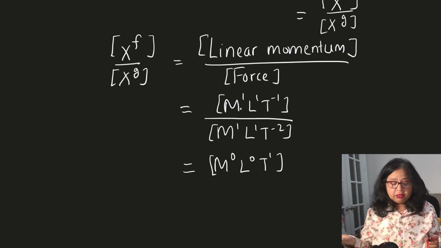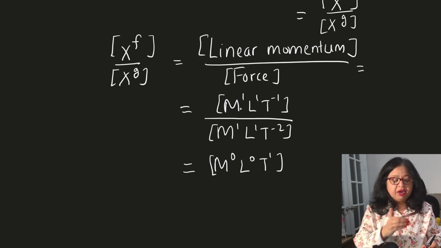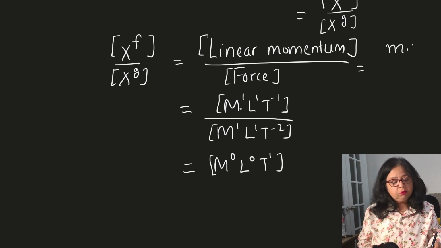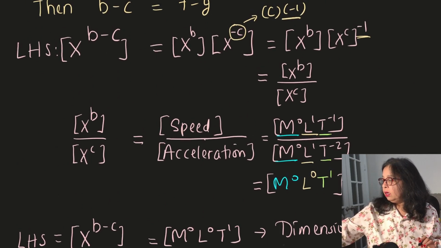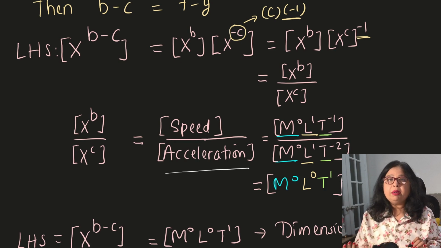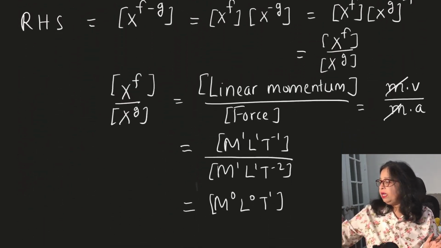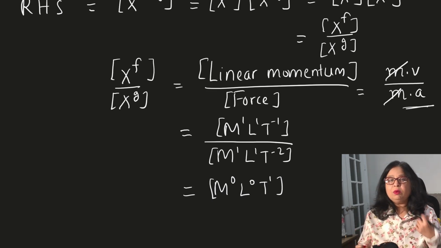I really did not need to go this far. Just from here where I say linear momentum divided by force, I could write linear momentum equal to mass times velocity and force equal to mass times acceleration. And you see that the mass factor cancels out and you're left with velocity over acceleration. And on the left hand side, that was speed over acceleration. When you're talking about the dimensional formula, speed has the same dimensional formula as velocity. So we didn't really need to solve this much. We could have seen right here that the left hand side equals the right hand side.